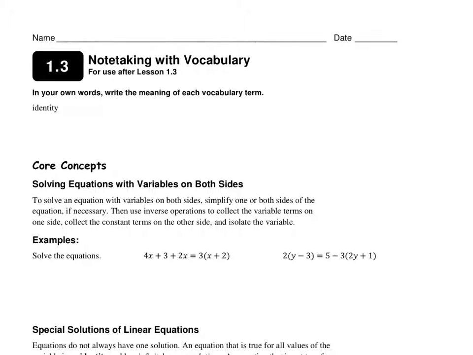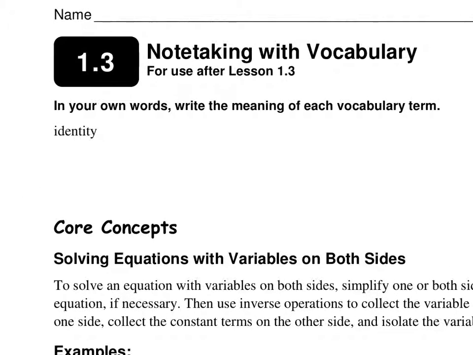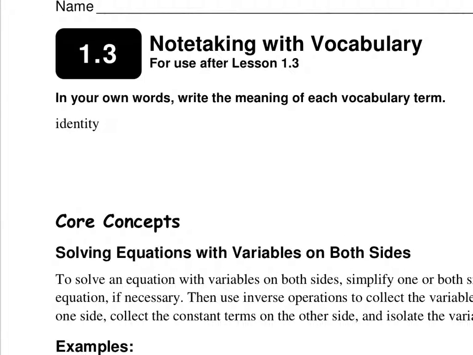Lesson 1.3. In this lesson, we're going to take a look at solving equations when we have variables on both sides. We're going to see that some equations have one solution, and sometimes we get equations that have lots of different solutions, and some that don't have any solutions at all. So all kinds of different equations.